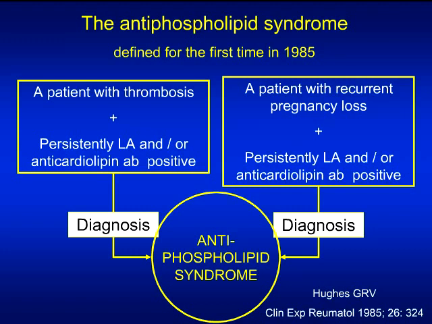He defined that in 1985, and it is a very simple definition. A patient with thrombosis who has in his plasma lupus anticoagulant activity and anti-cardiolipin antibodies, and he decided that you must have these antibodies twice, so they should be persistently present, then you have, by definition, the antiphospholipid syndrome. The same is true for a patient with recurrent pregnancy losses and the persistent presence of lupus anticoagulant or anti-cardiolipin antibodies. He, or she, has, by definition, the antiphospholipid syndrome.